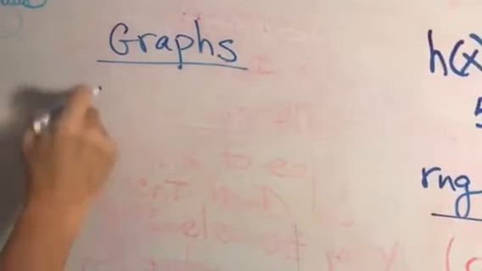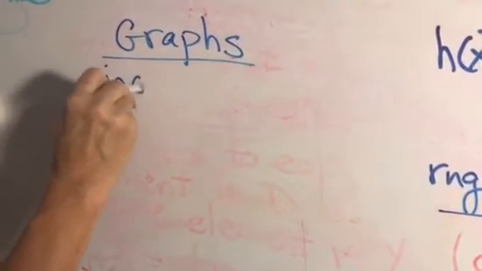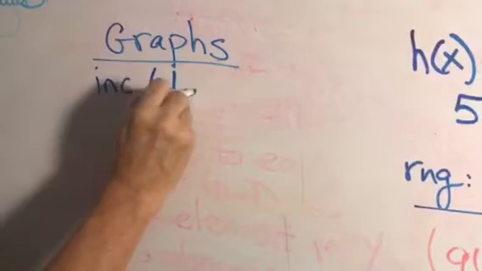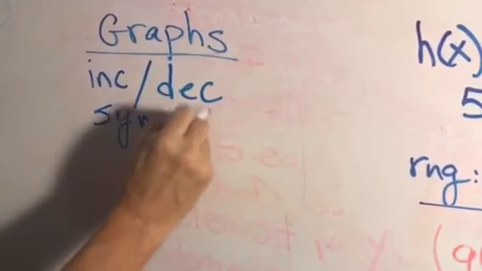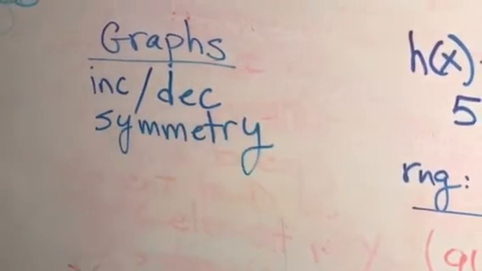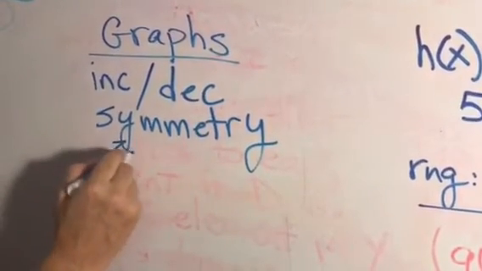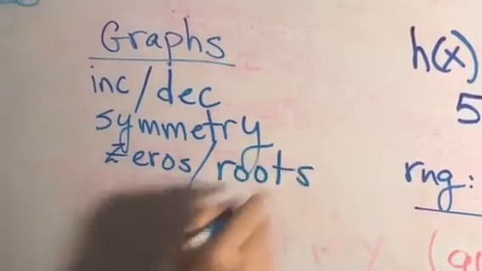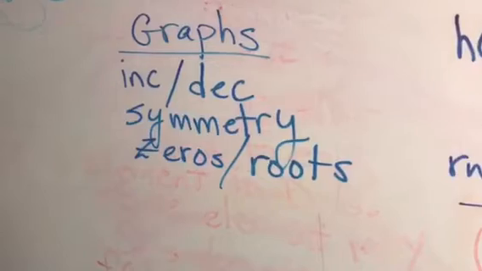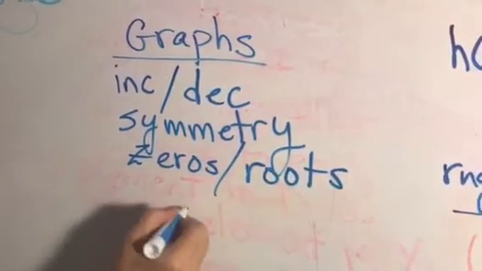Okay, and what I want to talk about is graphs increasing and decreasing, and I also want to talk about symmetry, and I want to talk about zeros or roots. And all of these you can think of in terms of functions as well. And I want to do this just with a graph itself.